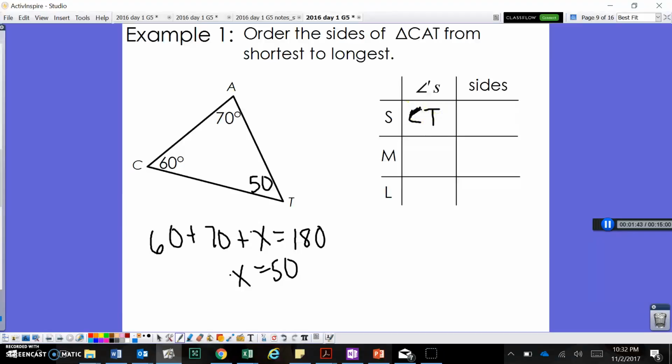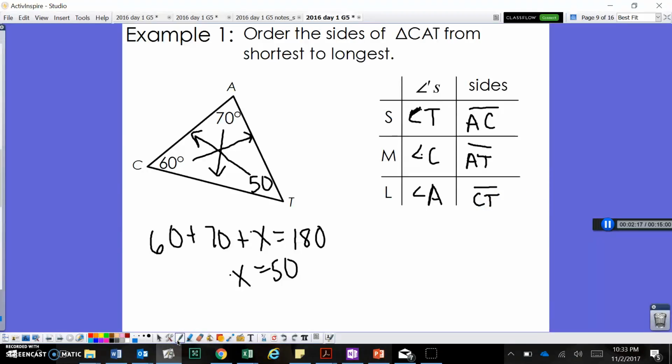Okay, so let's draw an arrow, what I like to do. So that shows that side AC is the smallest. Our medium is angle C. Alright, and that means that side is AT. And lastly, we have angle A, and the largest side is CT. Okay?